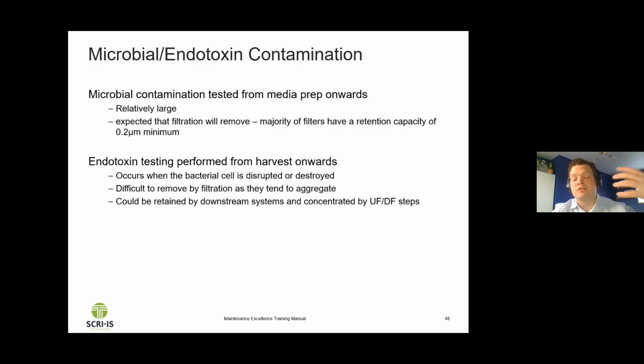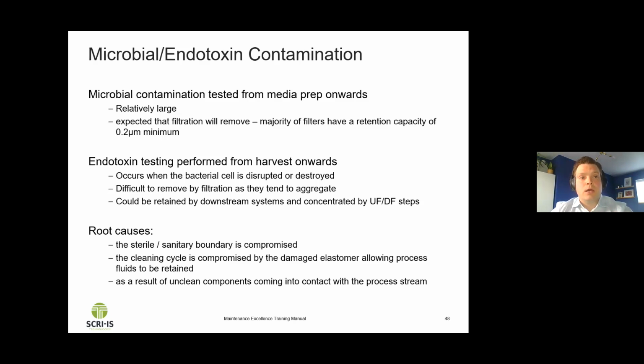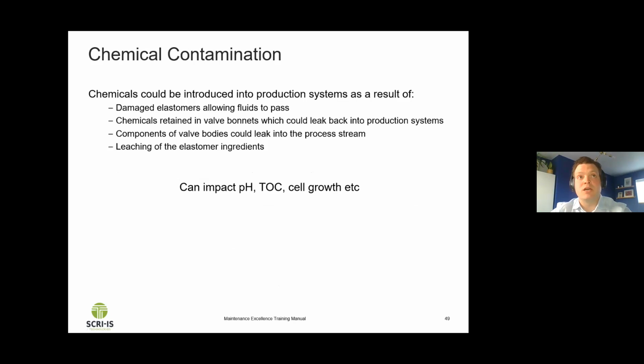So a lot of this, for example, will be explicitly related to the loss of sealability. The root cause, as I said, is that the sterile sanitary boundary is compromised, or the cleaning cycle can be compromised by the damaged elastomer, allowing process fluids to be retained within the actual elastomer itself. If you look at a diaphragm valve, or any valve that has an elastomer front, if that elastomer becomes degraded, some of our process fluid can find its way into the internals of the valve itself, becoming contaminated.